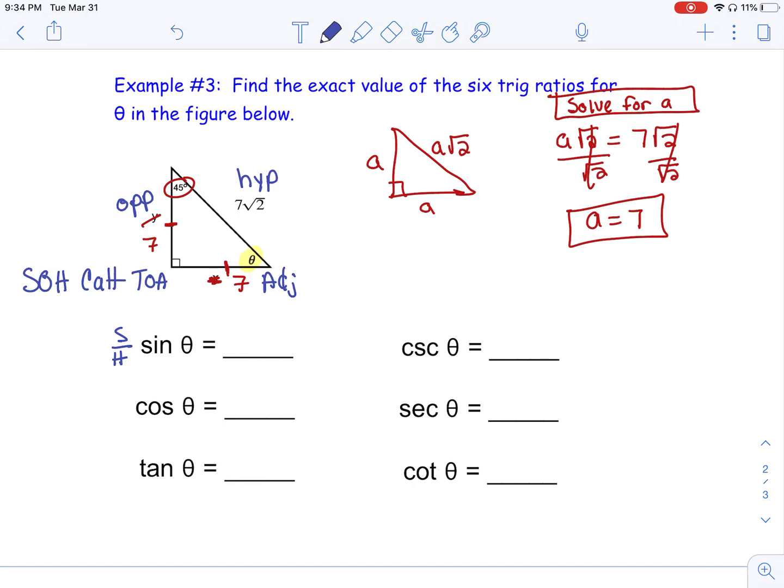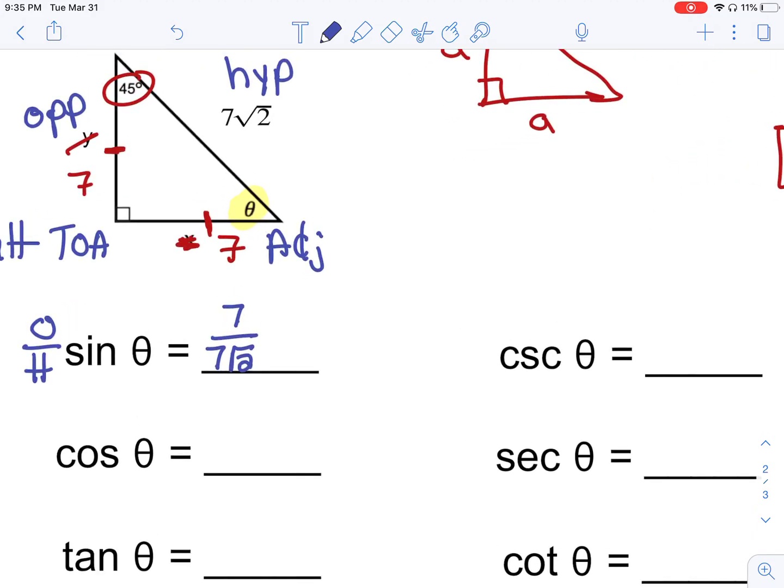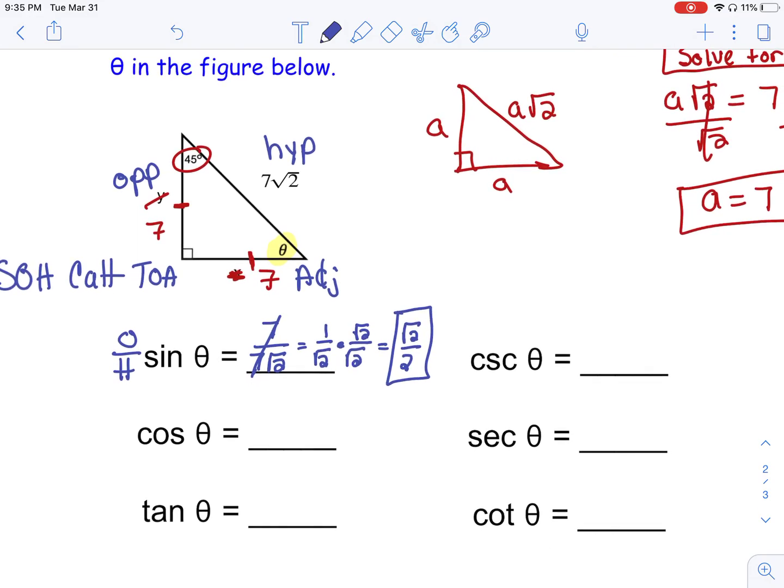So sine is opposite over hypotenuse. So my opposite is going to be 7. My hypotenuse is going to be 7 radical 2. Simplify this, I get 1 over radical 2. I have to continue to simplify because I can't have a radical on the bottom. So I multiply by radical 2 over radical 2, and I get radical 2 over 2. A little bit more work.